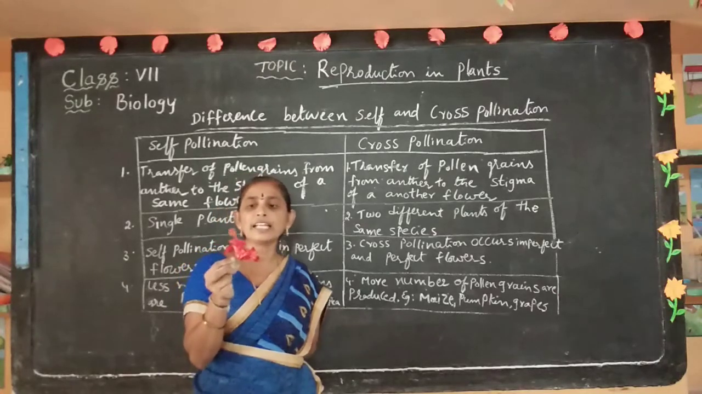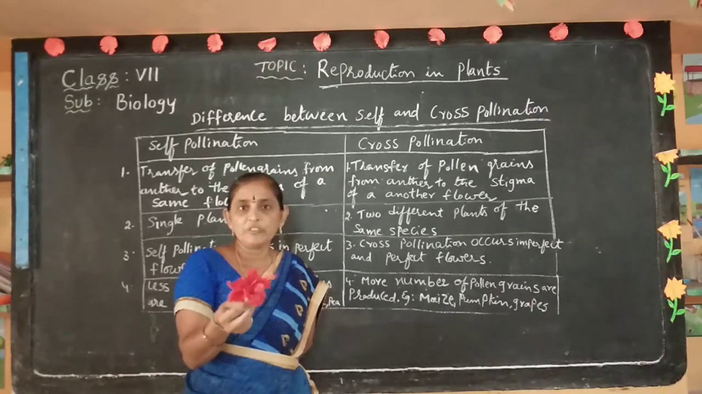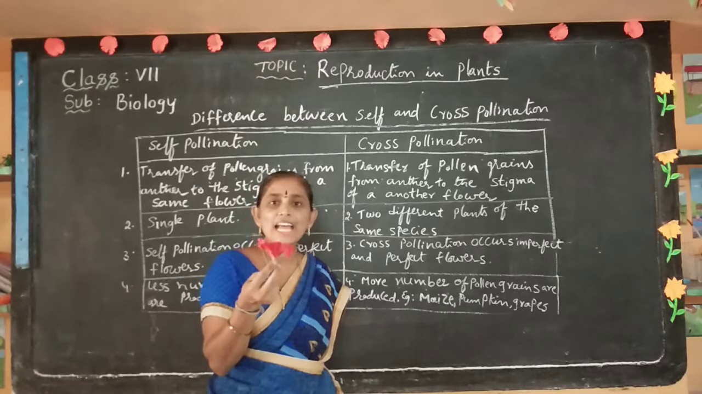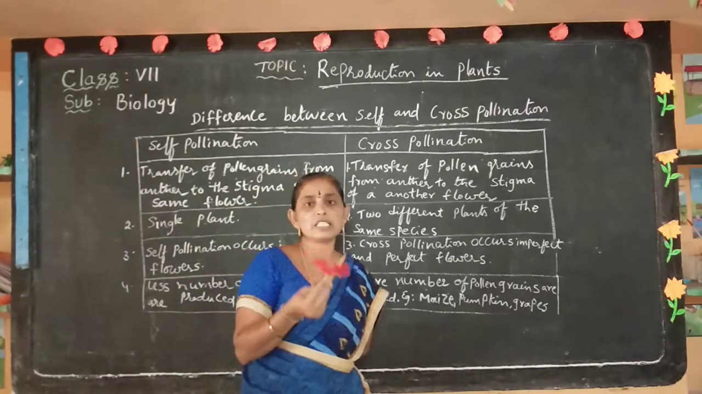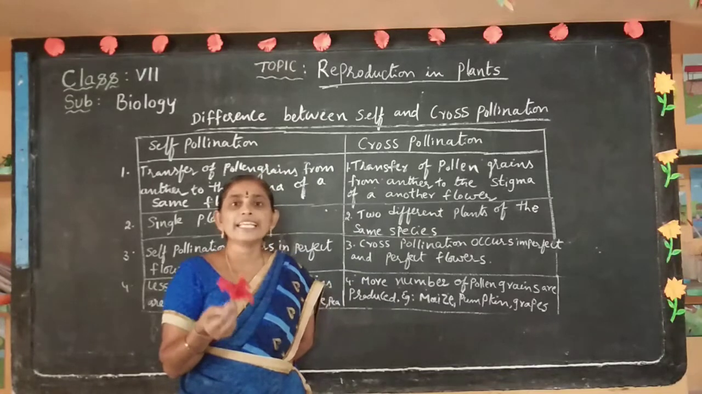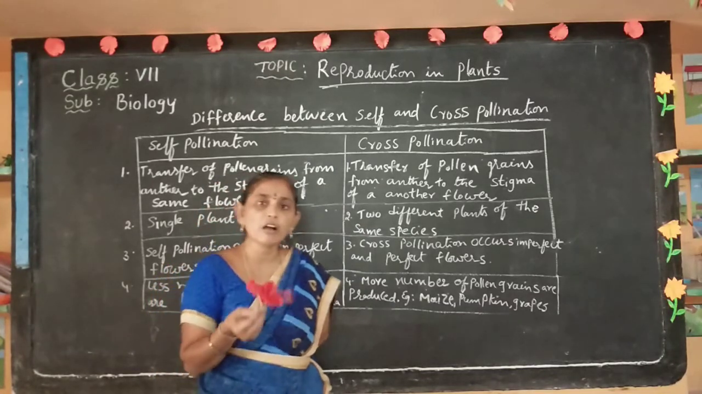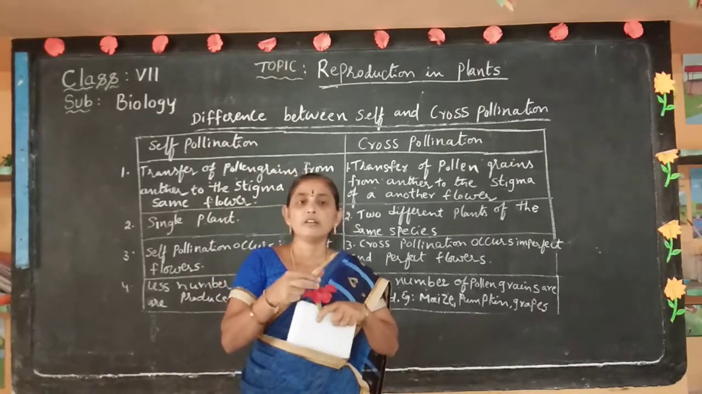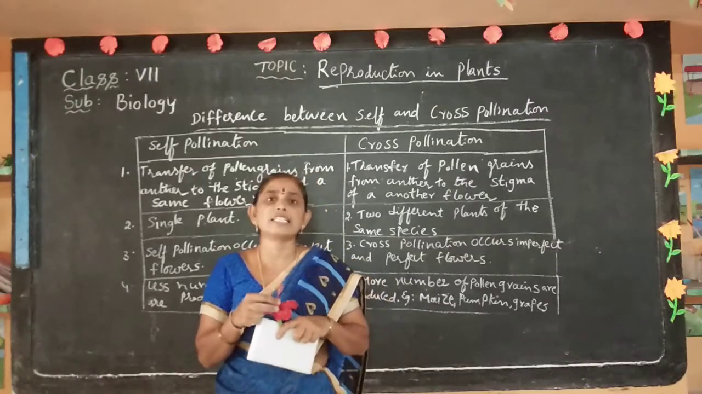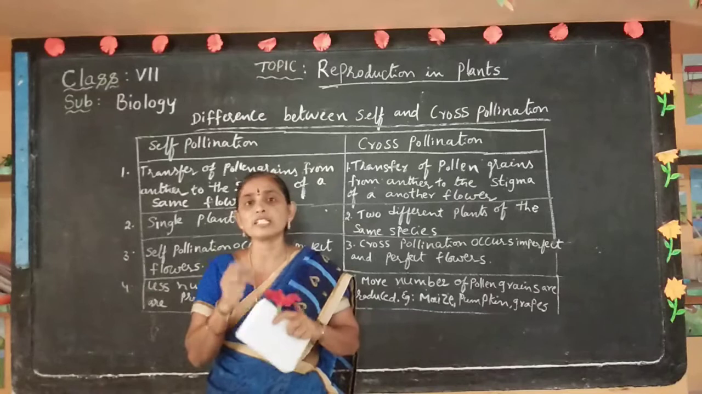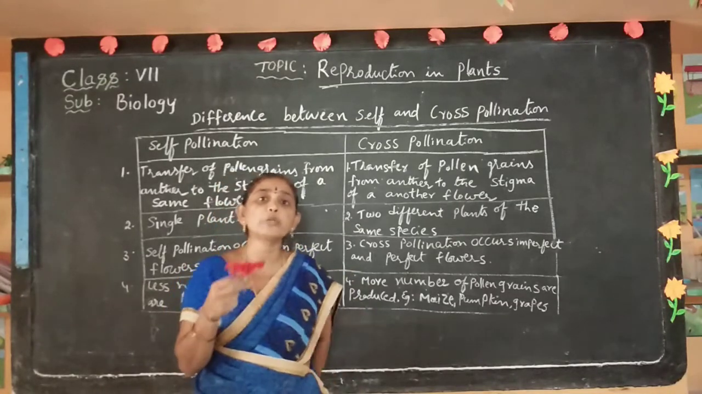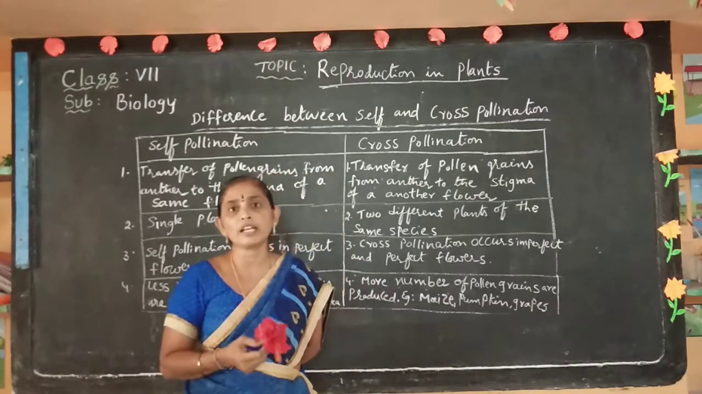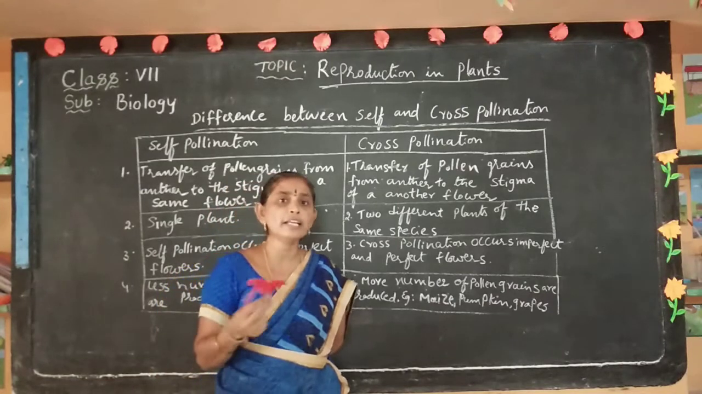A flower containing both sexual parts, stamen and pistil, is known as a bisexual or complete flower. If a flower contains only one sex organ, either stamen or pistil, it is called an incomplete or unisexual flower. You know already, in the last class we discussed bisexual and unisexual flowers.